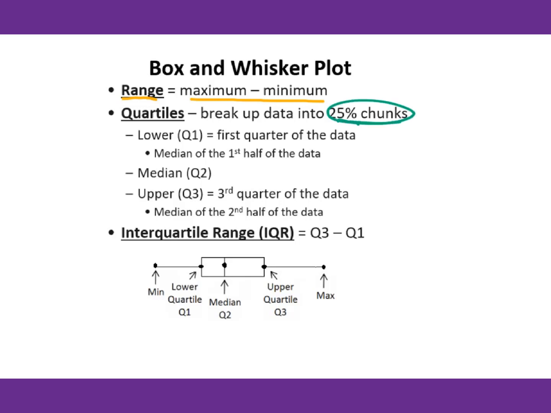Lower quartile, we also call the first quartile, first quarter of the data, which means median of the first half of the data. For median, we also call the second quartile. Upper quartile, we also call the third quartile. That's the third quarter of the data. In other words, median of the second half of the data.